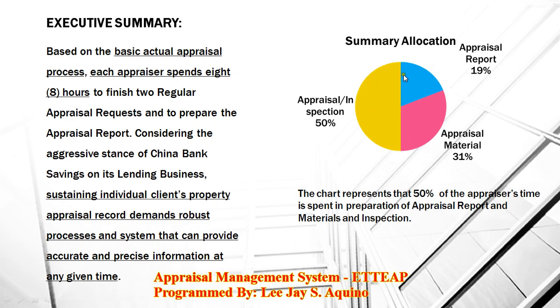So here is the allocation of the appraisal time. 50% is the appraisal inspection, 19% is the appraisal report, and appraisal material is 31%. Based on the chart, 50% of the appraisal time is spent in preparation of the appraisal report, the material, and inspection.